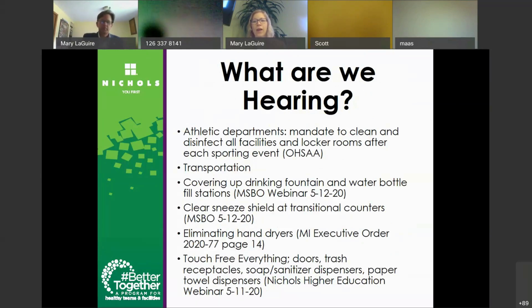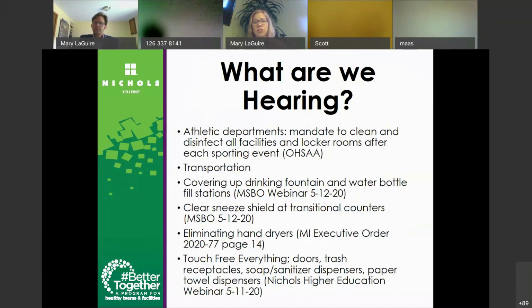Athletic departments in Ohio mandating to disinfect all facilities and locker rooms after each sporting event. Transportation: there's a lot of conversation on busing systems for kids and how they are going to disinfect in between that. Drinking fountains that are out there at offices or at schools. I think a lot of them are just covering them up, is what we found.